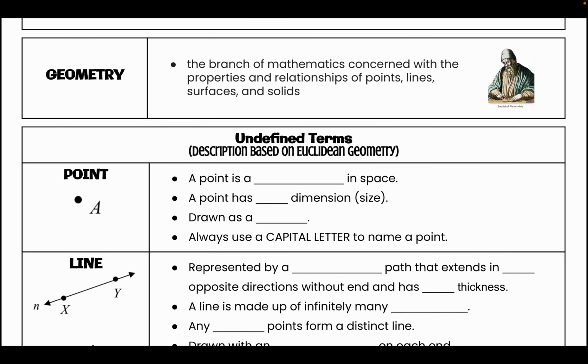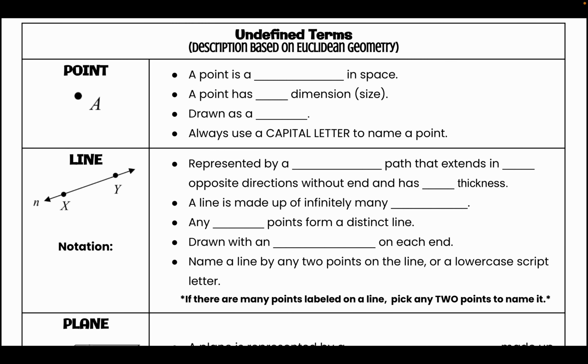So geometry is a branch of mathematics concerned with the properties and relationships of points, lines, surfaces, and solids. So we have our undefined terms. These descriptions are based on Euclidean geometry. So we have a point A. So here's our point. So a point is a location in space. A point has no dimension or size. So we draw a point as a dot, so that's our point. And we always use a capital letter to name the point. Okay, so capital letter.